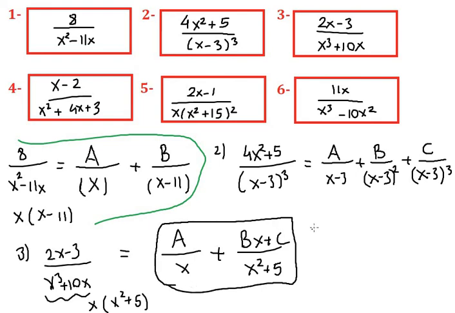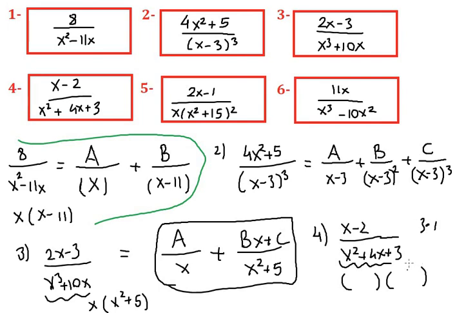Question number 4 is x minus 2 over x squared plus 4x plus 3. So we need to factor this. We need 2 numbers that multiply to the c term, which is 3, which is 3 times 1, and that add up to the middle term, which is 3 plus 1. So positive 3, positive 1. So x plus 3 times x plus 1 gives the factors of this trinomial.